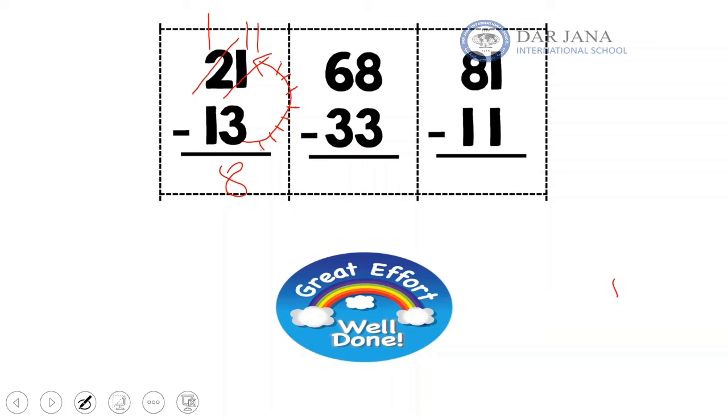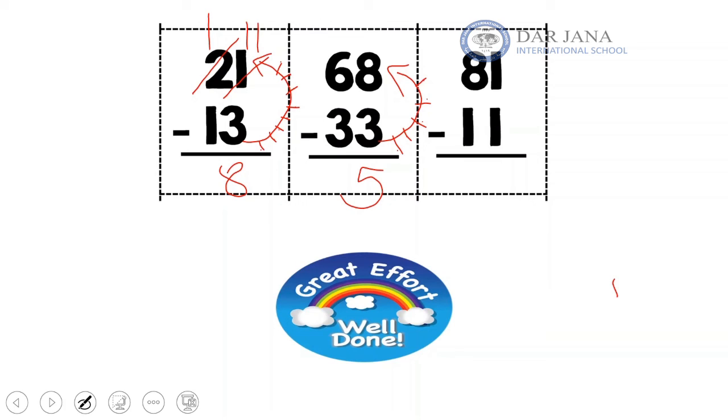68 minus 33. 8 minus 3. More on the top. No need to stop. 8 minus 3. You can put 8 fingers, take away 3 if you want, or you can count from 3 till 8. Let's count. 3, 4, 5, 6, 7, 8. How many did you draw? 1, 2, 3, 4, 5. So 8 minus 3 equals 5.